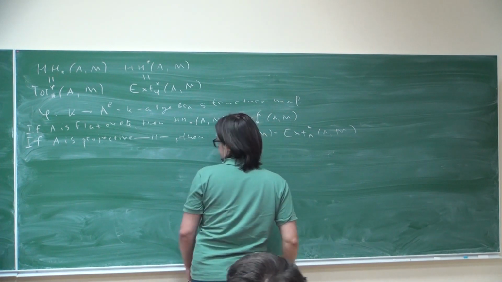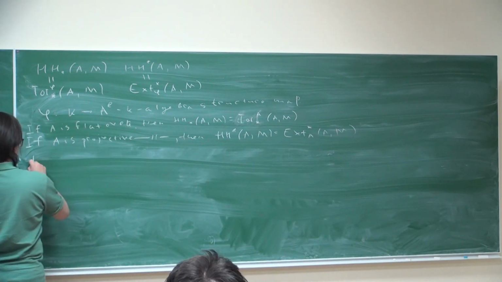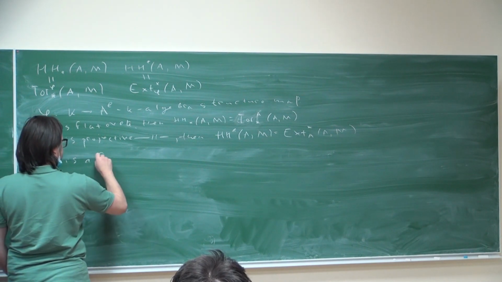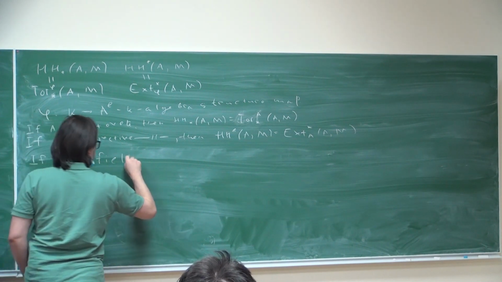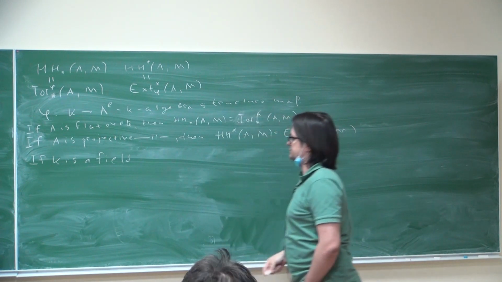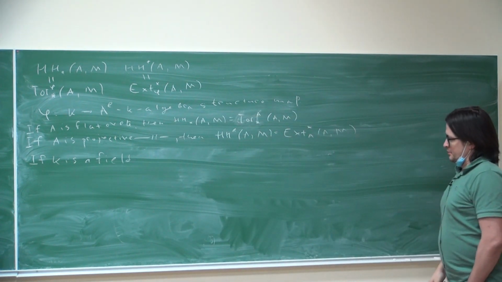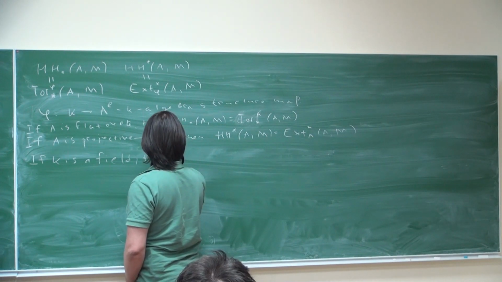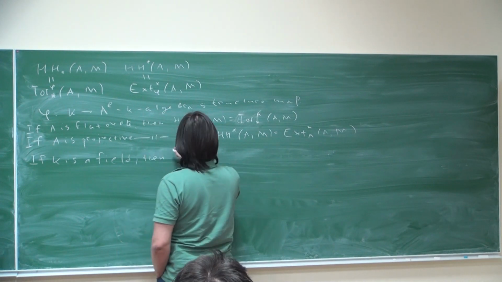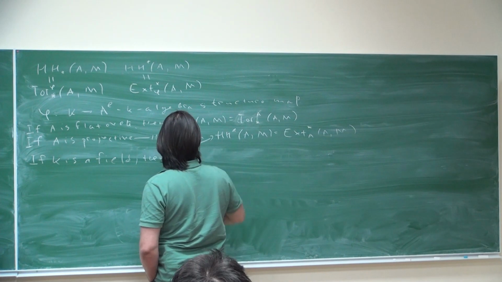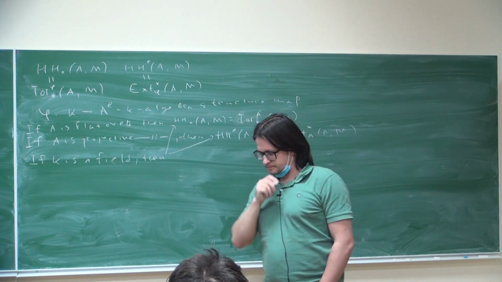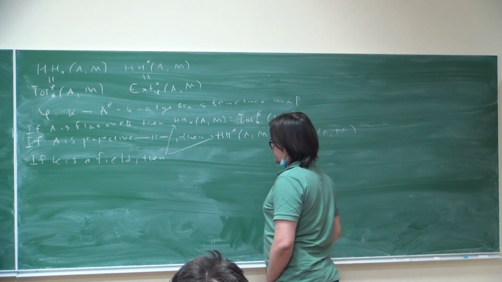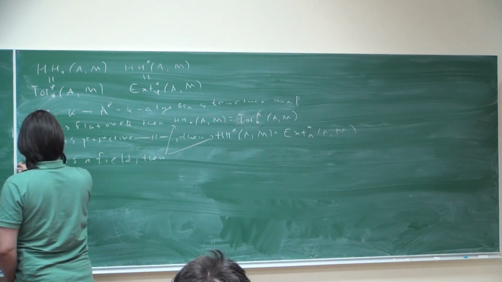So in particular, if K is a field, so if we consider algebras over a field, it's a very wide area in algebra, then we have both of these. So we don't need this relative homological algebra theory.